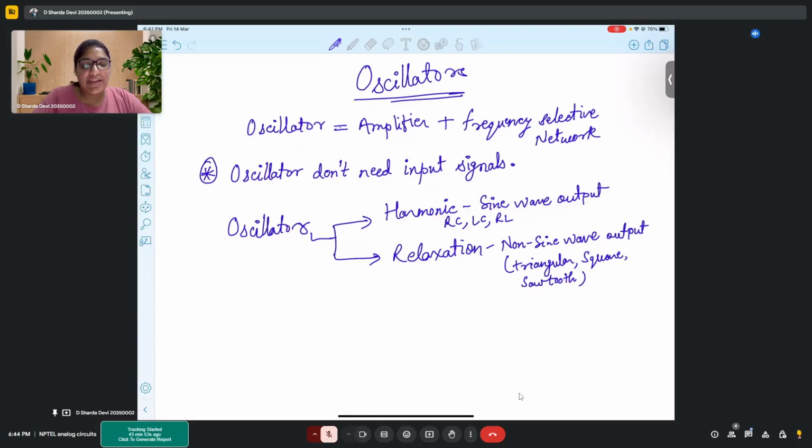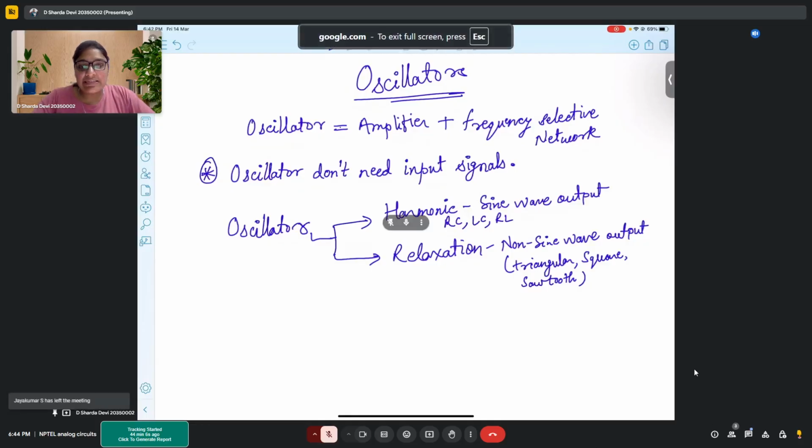Laptops, everywhere you will have that crystal oscillator. It is again a type of oscillator. There are different kinds of oscillators based on how you form the structures.